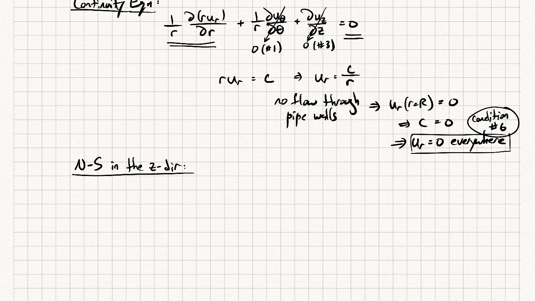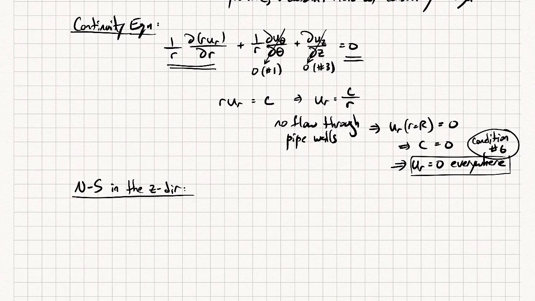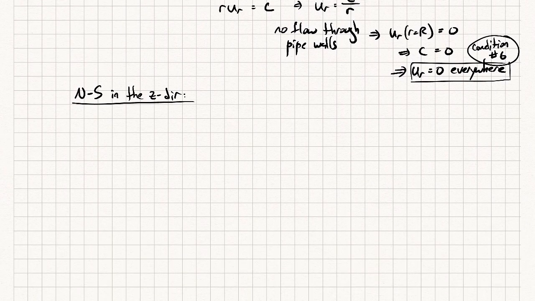Why the z direction? Well, when you look up at the problem here, all the velocity profile that I'm trying to get is the uz velocity. So it makes sense to look at the Navier-Stokes equations in the z direction. So then we'll have to write that out. And again, we're dealing with cylindrical coordinates, so we'll have to make use of the form of the Navier-Stokes equations in cylindrical coordinates.